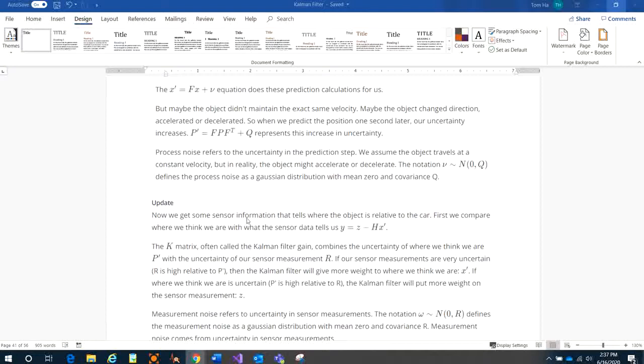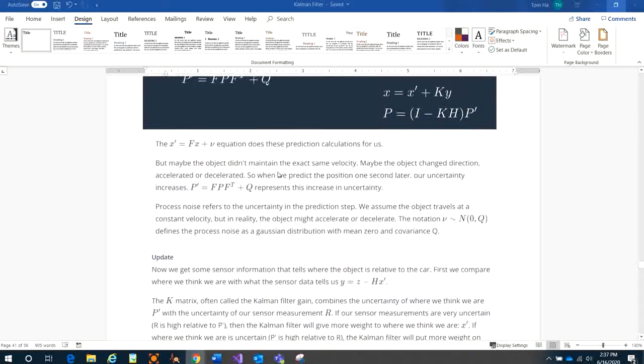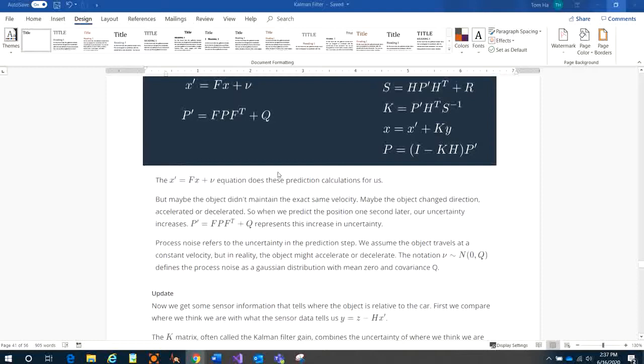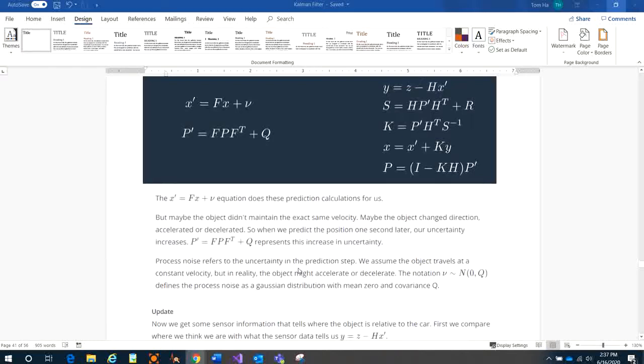Remember, the Q right here is the process noise. It refers to the uncertainty in the prediction step. Remember that we assume the object travels at constant velocity, but in reality, the objects might accelerate or decelerate. So mu here is a Gaussian distribution with mean zero and covariance Q. Remember that.